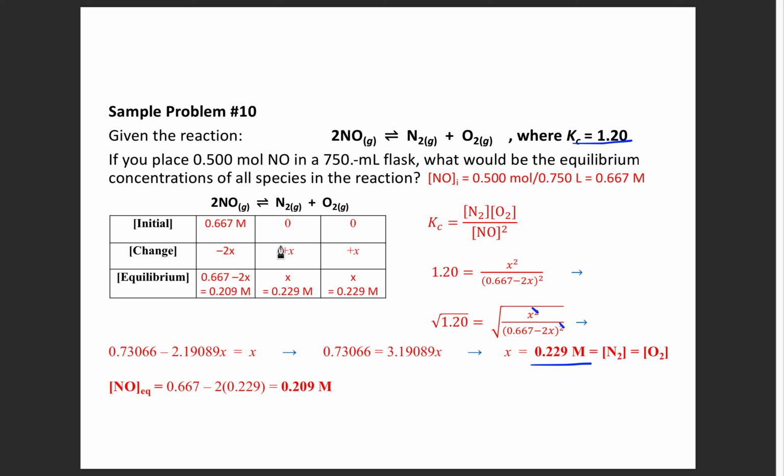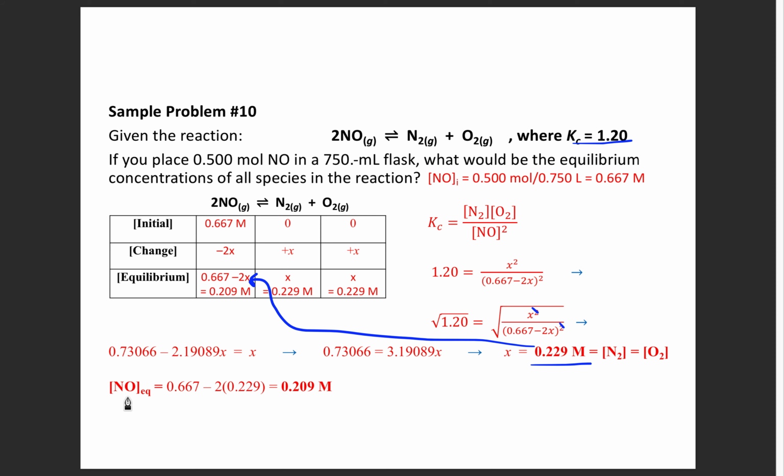The concentration for nitrogen is x, so it's 0.229. Now we have one last step, because this right here wouldn't be the concentration for nitrogen monoxide, simply because you have to plug your x value into this formula right here. You have to actually plug that in to solve. So that's what we did down here.